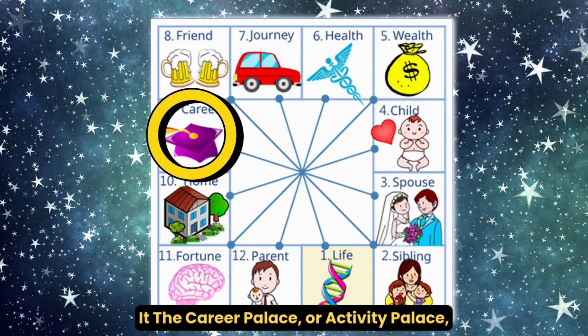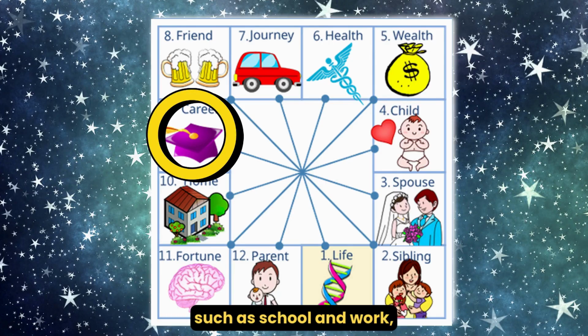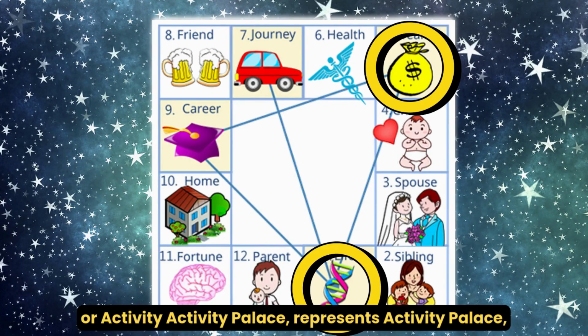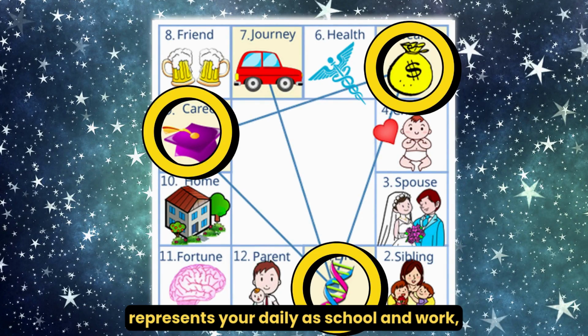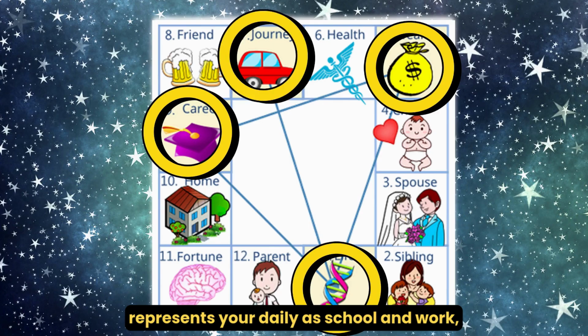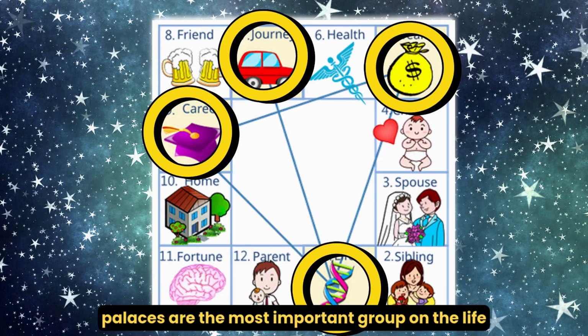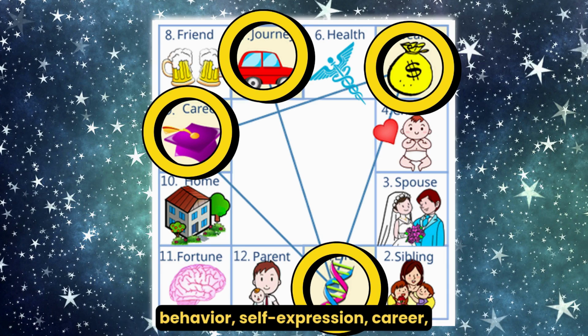The career palace, or activity palace, represents your daily activities, such as school and work, and how well you perform in them. Trio and Quartet Palaces. The life palace, wealth palace, and career palace together are called the trio palaces. When you include the journey palace, they become the quartet palaces. The quartet palaces are the most important group on the life chart. They represent your core personality, behavior, self-expression, career, money, and how others perceive you.